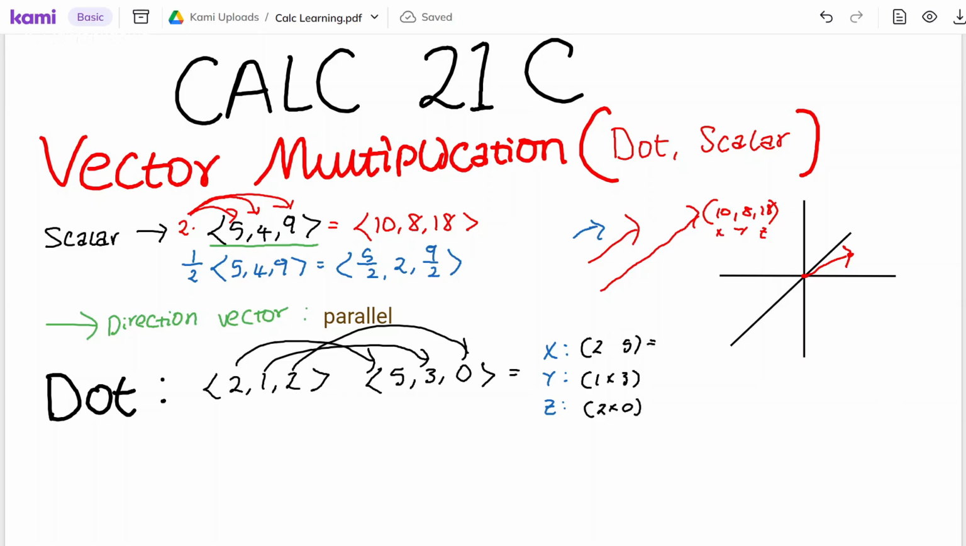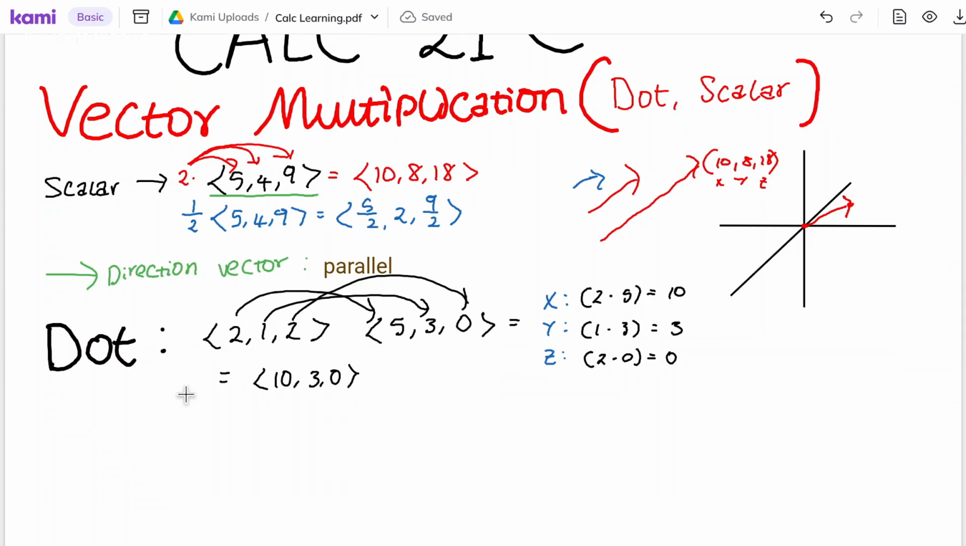I'm going to use a dot instead because they call it the dot product. A dot is multiplication. And 2 times 5 is 10, 1 times 3 is 3, and 2 times 0 is just 0. So the solution to the dot product would be 10, 3, and 0.